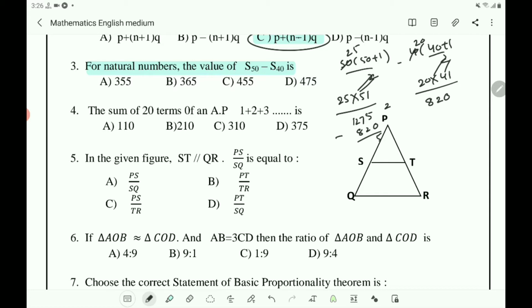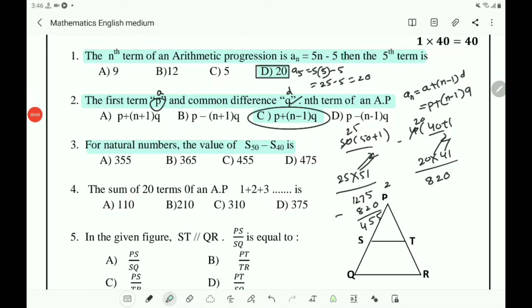So you will get 7 minus 2 is 5 and 12 minus 8 is 4. You got the answer 455. What is the answer? 455. That is option C. Note down the answer, option C.